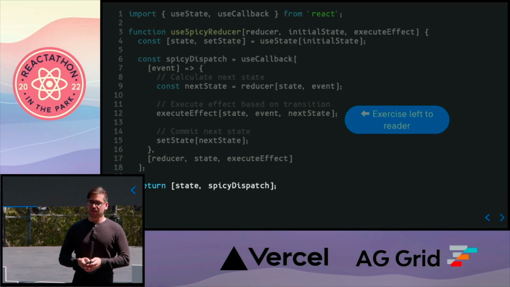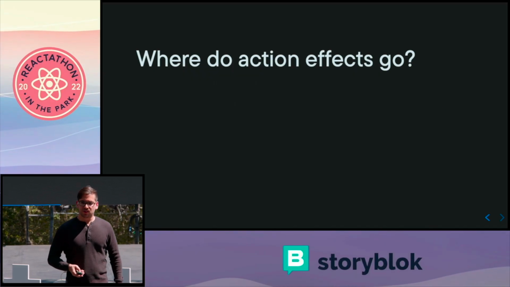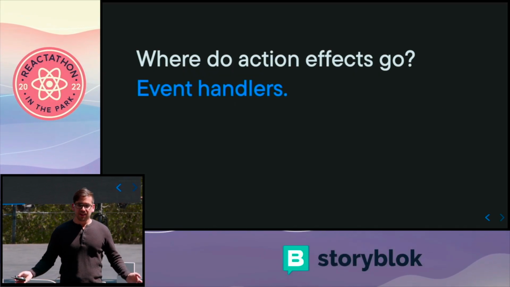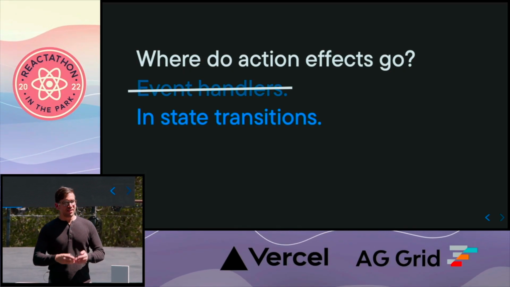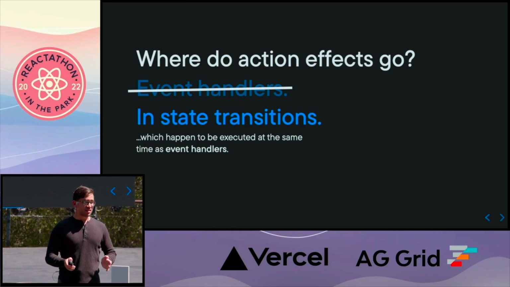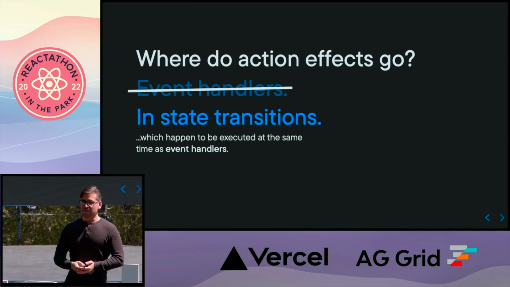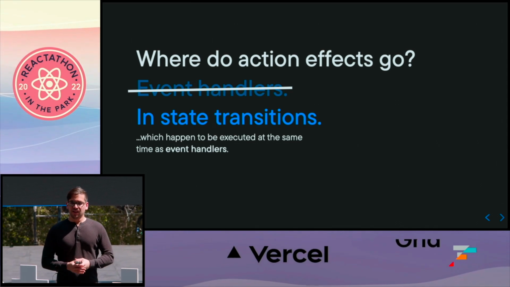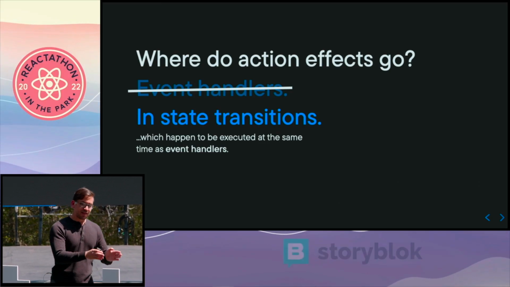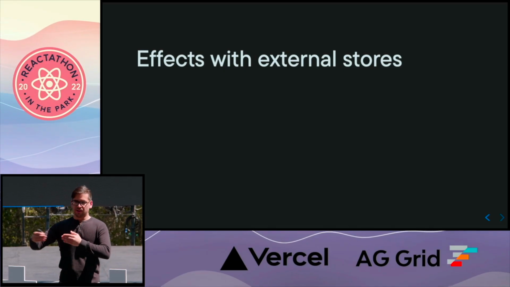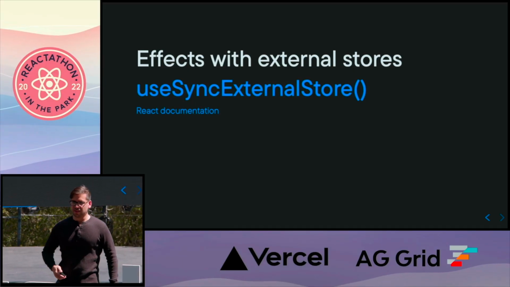When you think about when you dispatch stuff, that's happening right in the event handler. All right, so where do action effects go? Event handlers, right? Technically, sort of, not really. They really happen in these state transitions. But these state transitions, especially in React, just so happen to be executed at the same time as these event handlers. So as a step one, I would say try to move all of your effects away from useEffect and put them in those event handlers. Unless, of course, they're synchronizing effects or activity effects.